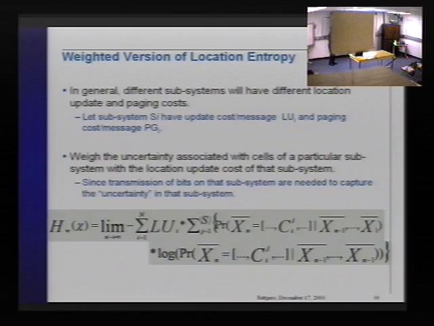So we introduce some more mathematical notation: subsystem Si has LUi as the update cost, and these are costs per message, and PGi for paging. At that point, if you look at the entropy, you have to look at a weighted entropy. Because what you're trying to do is not measure the uncertainty in terms of the number of bits, but with each transmission of each bit there is a variable cost associated with it. So the weighted entropy captures that fact.